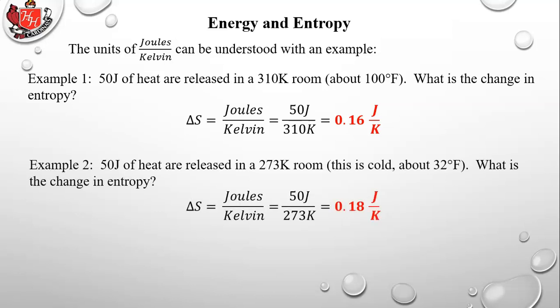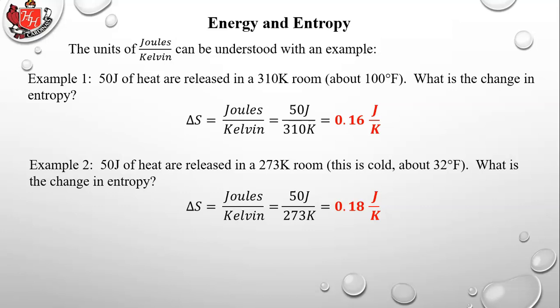If the same 50 joules of heat are released in a cold room, that's 32 degrees Fahrenheit. That's the freezing point of water, 0 degrees centigrade. What is the change in entropy? Now the 50 is divided by 273, and you get a little bit larger number for entropy, 0.18.